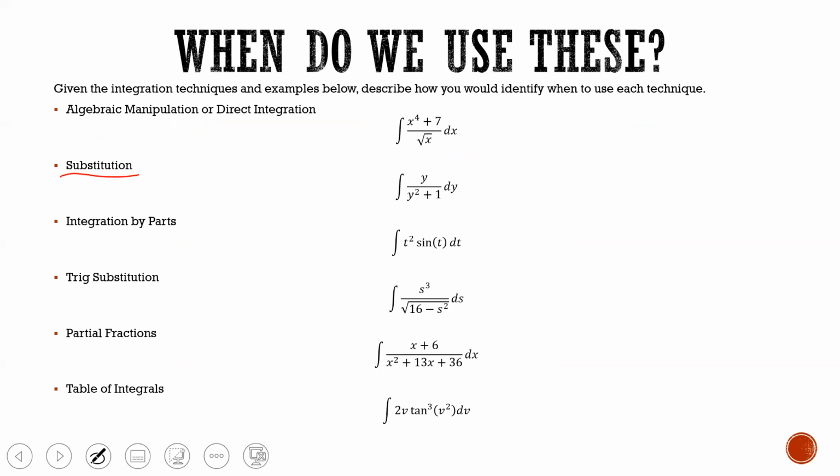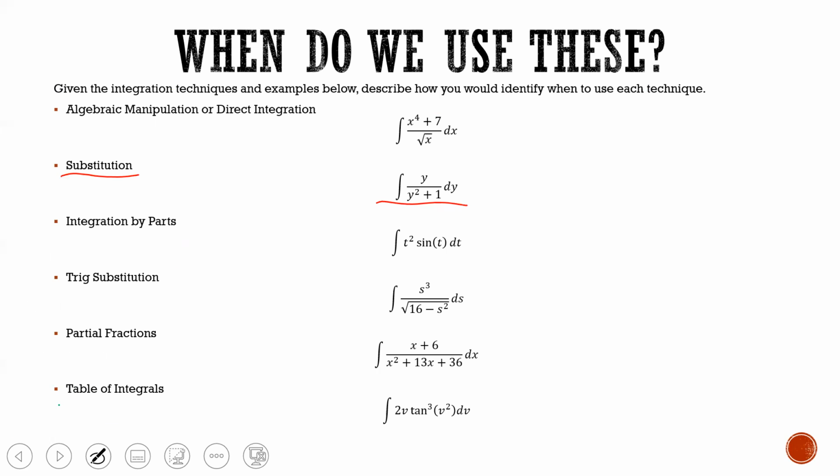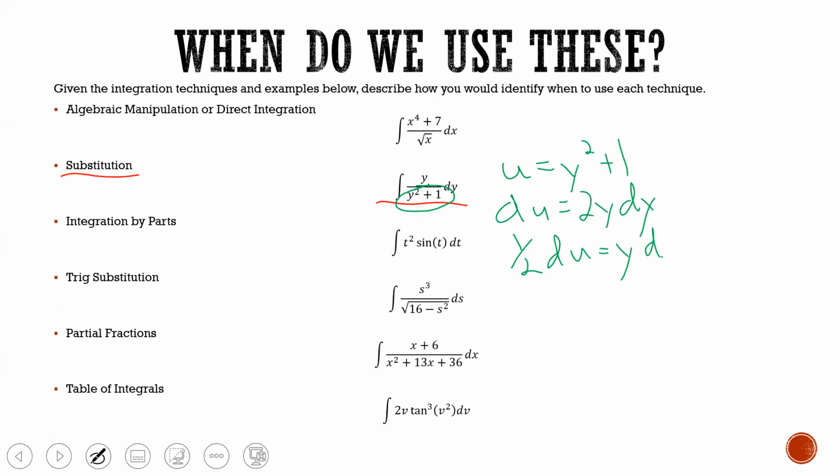The second one is substitution. The integral we're given is the integral of y over y squared plus 1. And how do we know this is substitution? Well, if I look at one of the expressions in there, the y squared plus 1, I know that if I take the derivative of that, we get du equals 2y dy. And if I move the 2 over, we have 1/2 du equals y dy. dy, not dx.